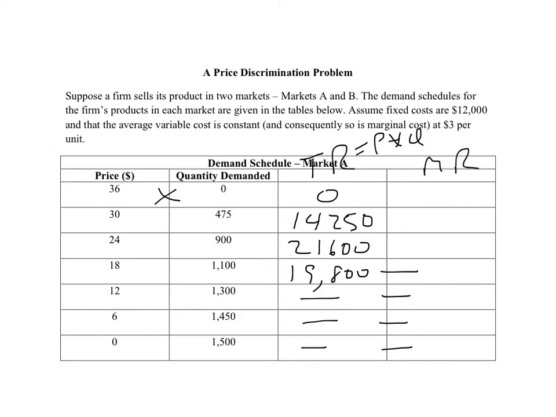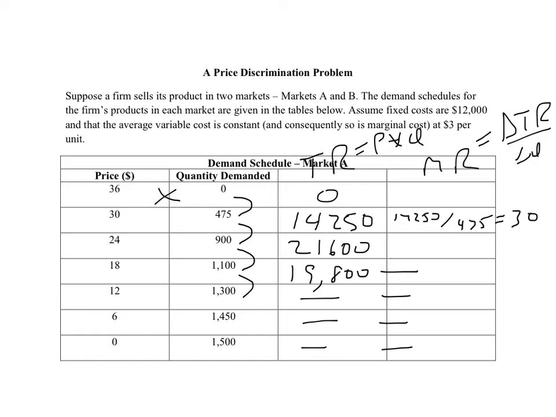Now, this is one of those where you have to be really careful. Marginal revenue is the change in total revenue divided by the change in quantity. Quantity is not increasing by increments of 1. In fact, for this first marginal revenue, we take the change in total revenue, which is from 0 to 14,250. It's a difference of 14,250. And quantity increases by 475. That gives us a margin, if you work through the math, of 30. Marginal revenue is 30.